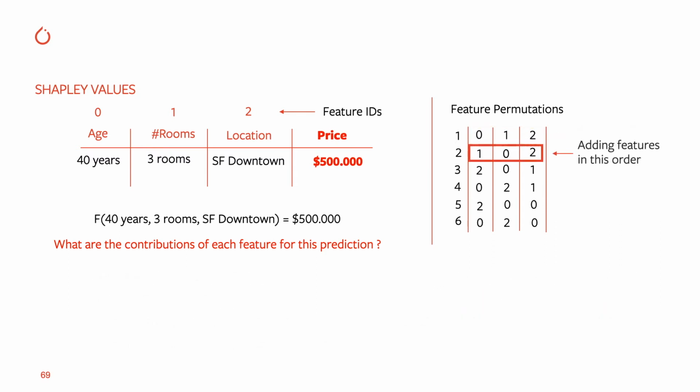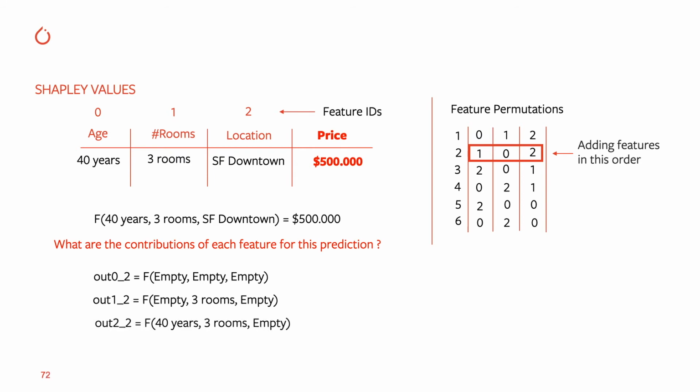Next, we will move to permutation 2 and repeat the same procedure that we did for permutation 1. We'll again define our baseline when all our features are missing. Then we will start adding features in the ordering specified in permutation 2. According to our permutation 2 ordering, the first feature that we need to add is number of rooms. So we add 3 rooms in our feature sequence, and we compute the output for empty, 3 rooms, empty.